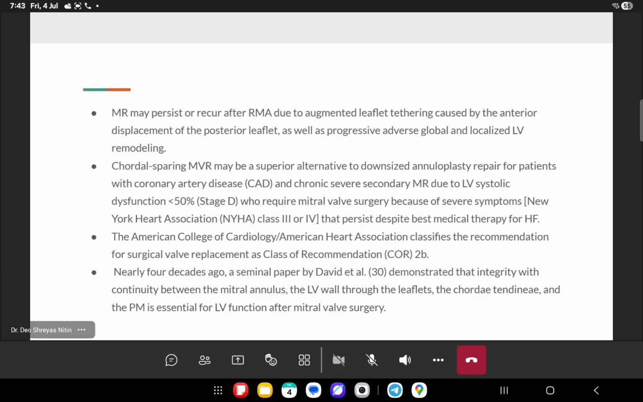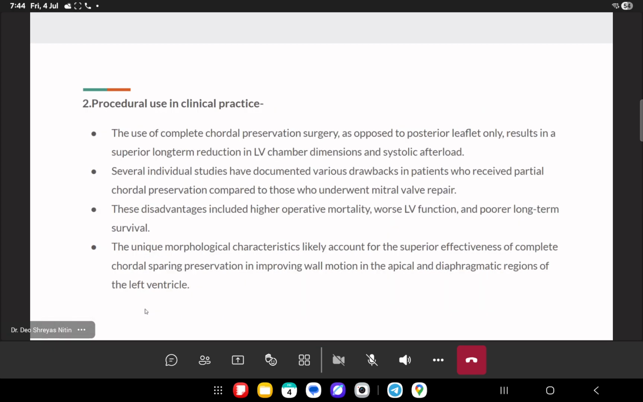Nearly 4 decades ago, a seminal paper by David et al. demonstrated that integrity, with continuity between the mitral annulus, the LV wall through the leaflets, the chordae tendineae, and the papillary muscle, is essential for left ventricular function after mitral valve surgery. Procedural use in clinical practice.